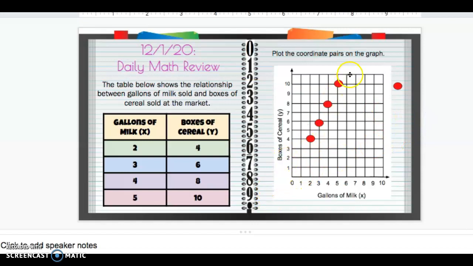Okay, so it creates a line, and you're done plotting those points on the grid.